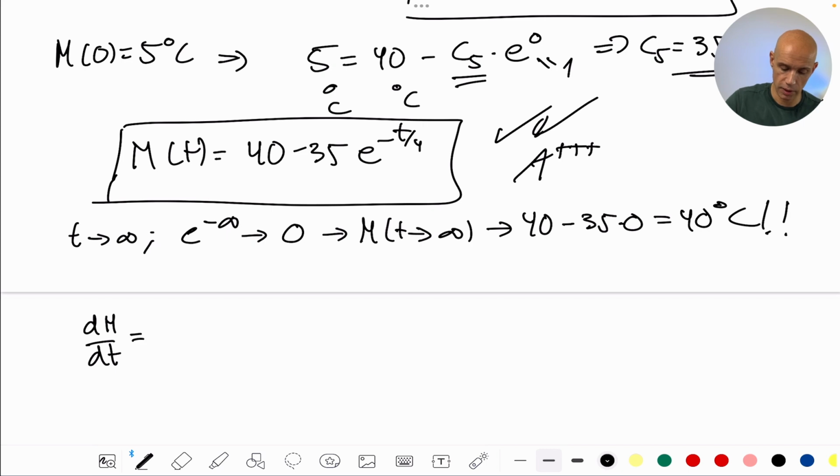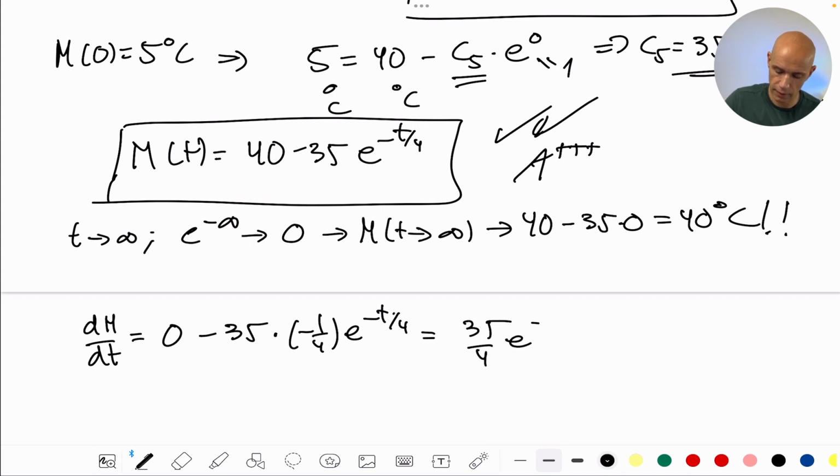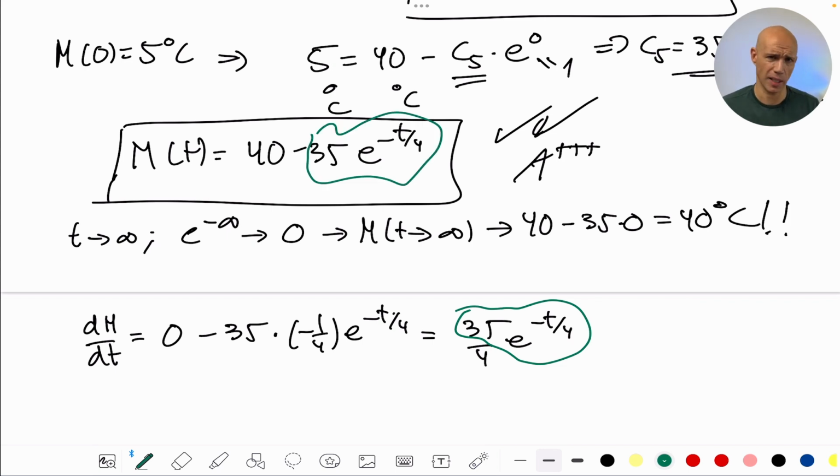So how do you do that? Well, let's take the derivative: 0 minus 35, then here you're going to have minus 1/4, and this exponential. We just rearrange this a little bit, so 35 divided by 4, and then we have this. And you can see how this combination is also here. That's a trick, and the same thing will always happen. You will identify that this expression can be related to the initial function. So this is indeed 40 minus the temperature.